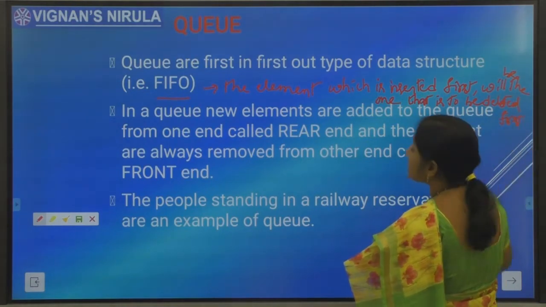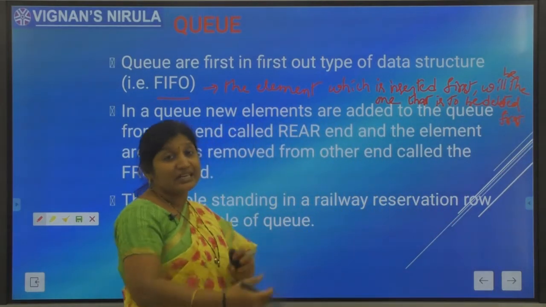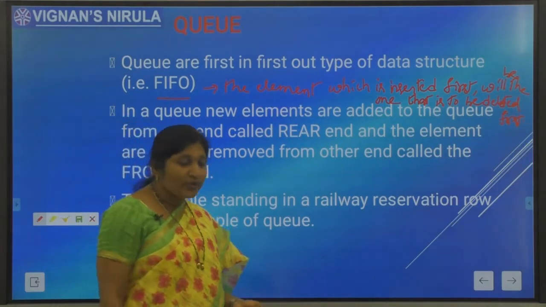Which one is the first inserted element? That is the element to be deleted first. If I need that type of ordering, I can use the queue data structure. What is a common example of a queue?